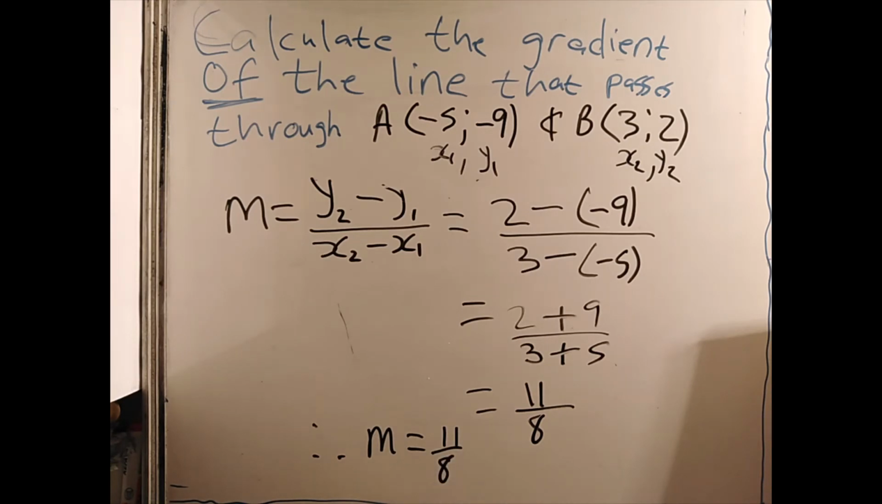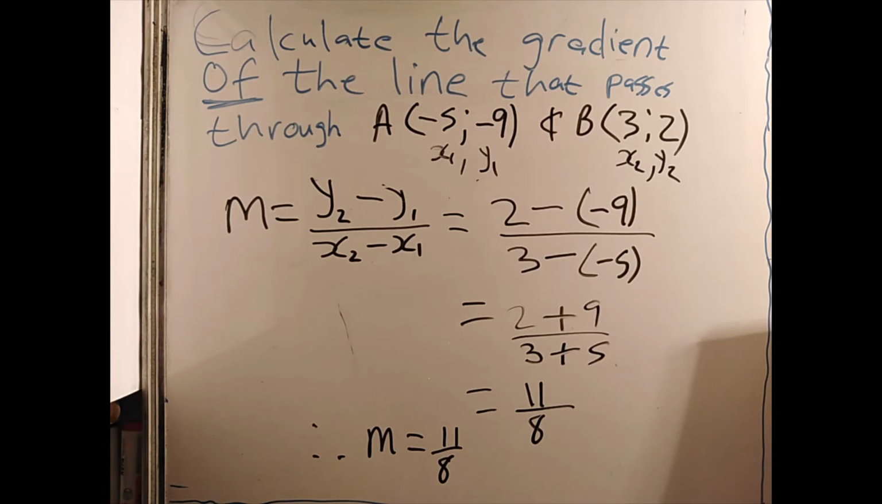Now this is your gradient. So your gradient can be any number. It can be a negative number, it can be a positive number, it can be a fraction, whatever kind of fraction. It doesn't matter, as long as you have substituted appropriate values, then everything is fine. So ladies and gentlemen, this is how you go about calculating the gradient of a line that passes through the points that are given.